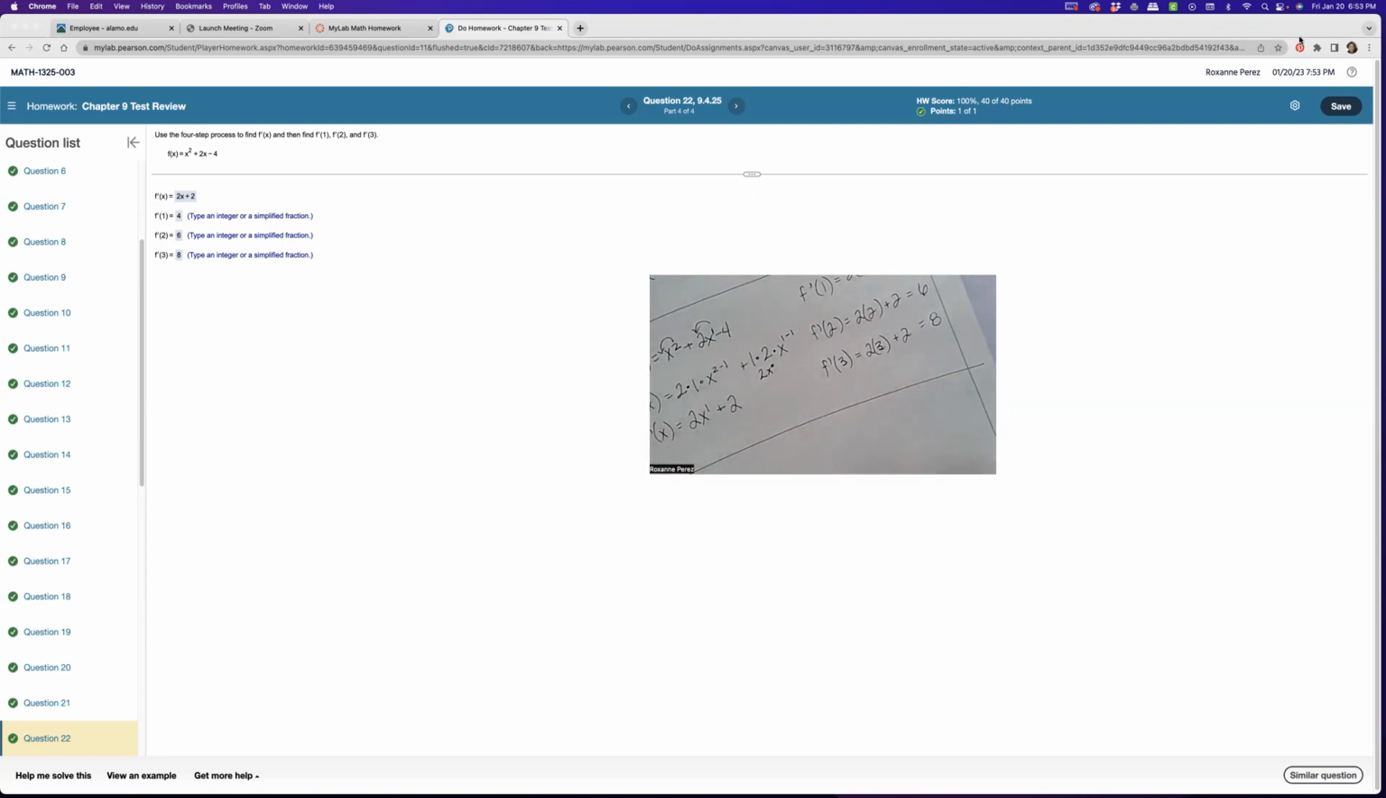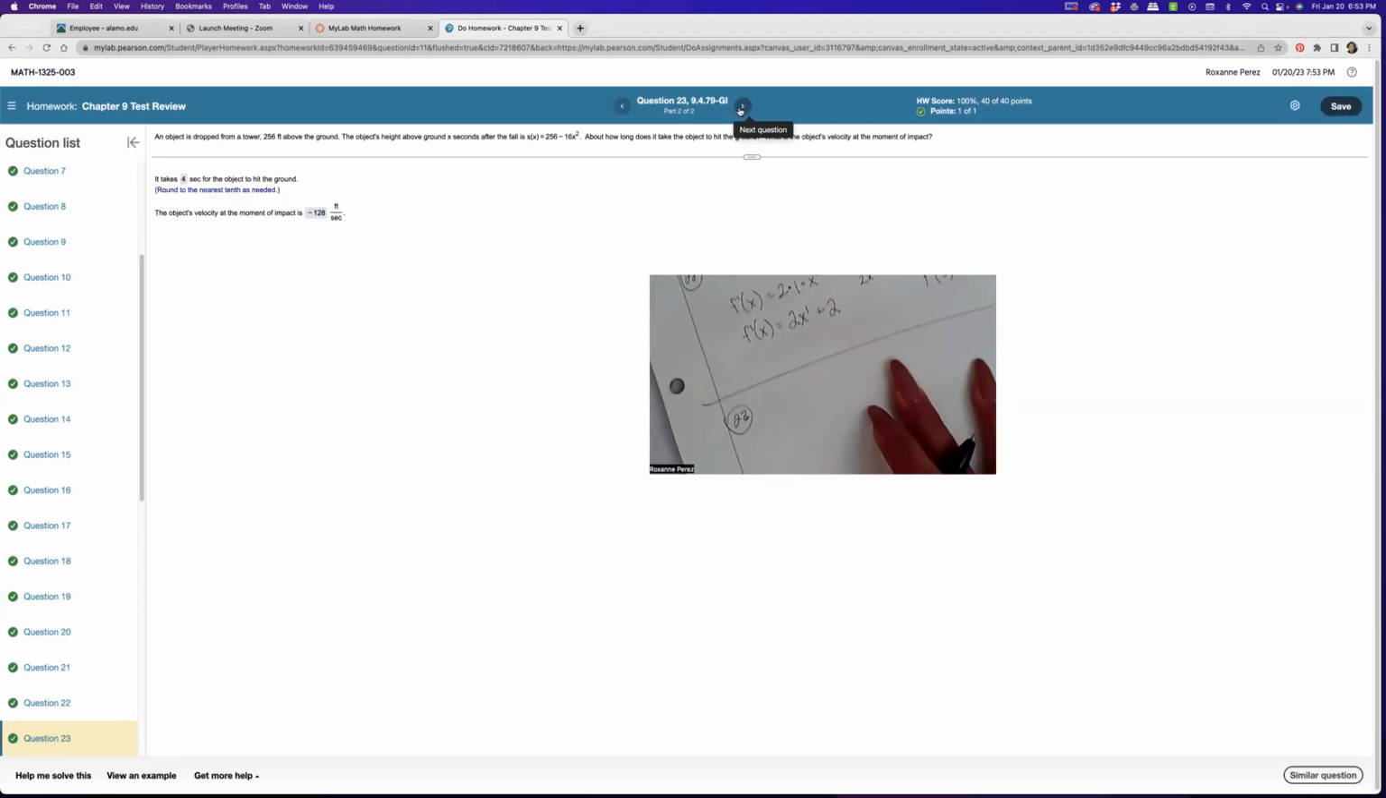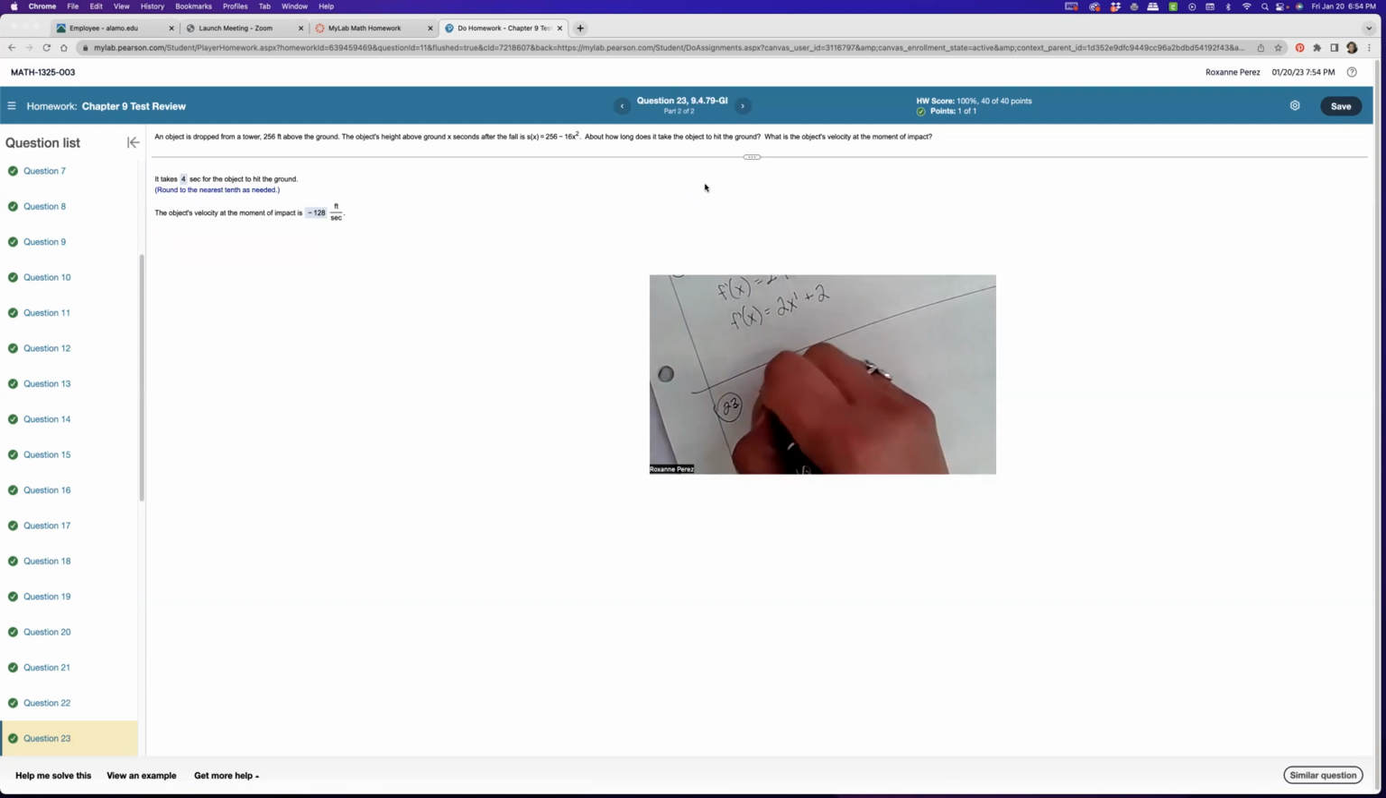Problem 23. Okay, so an object is dropped from a tower 256 feet above the ground. The object's height above ground, x seconds after the fall, is represented by the function s of x equals 256 minus 16x squared. About how long does it take the object to hit the ground, and what is the object's velocity at the moment of impact?